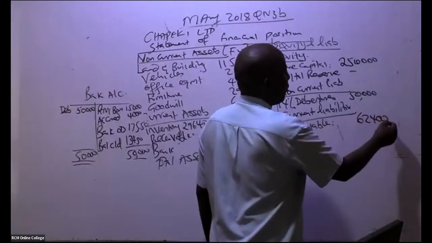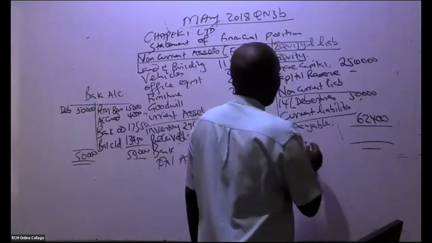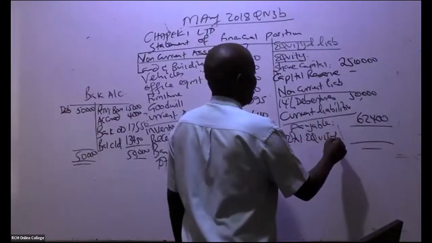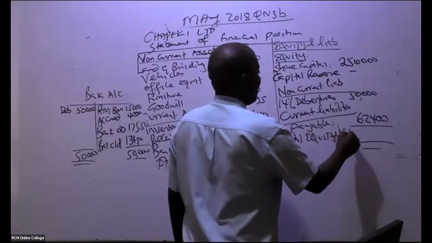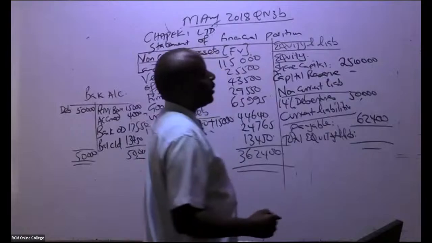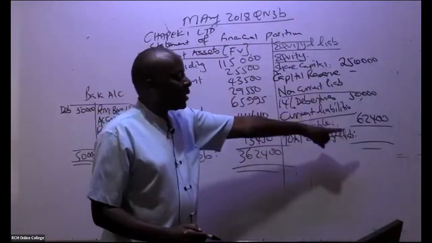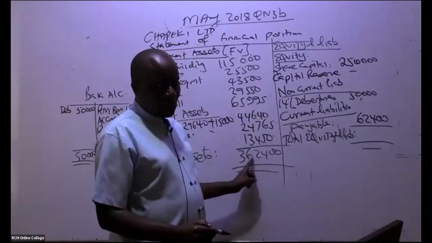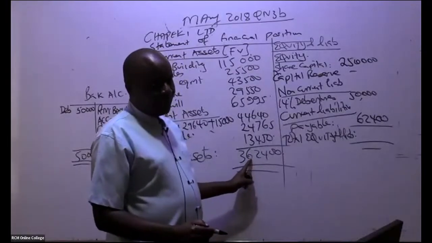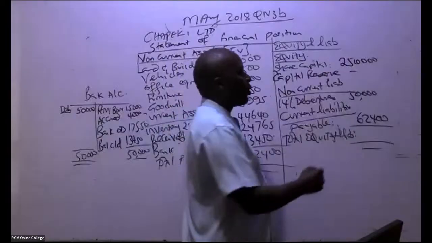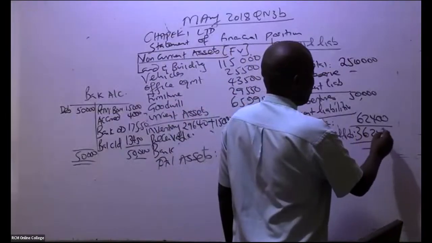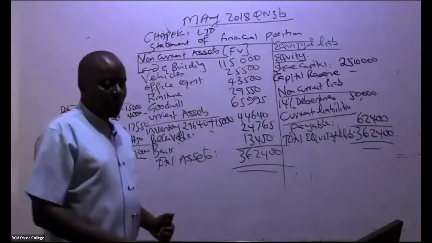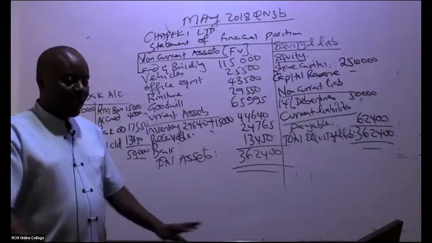So come here and combine, in this case here, total equity and liabilities. How much do we have there? You take this plus this plus this. If you are accurate, then it should add up to this 362,400. So we have here 362,400, and it has balanced.